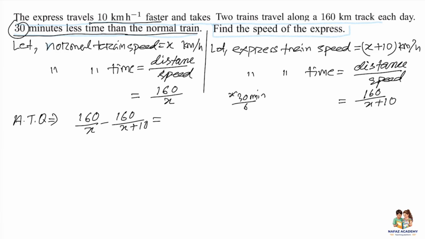Here is the minute to hour conversion: 30 minutes over 60 minutes per hour. So 30 divided by 60 is half an hour. We need to convert it because the speed unit is kilometers per hour.